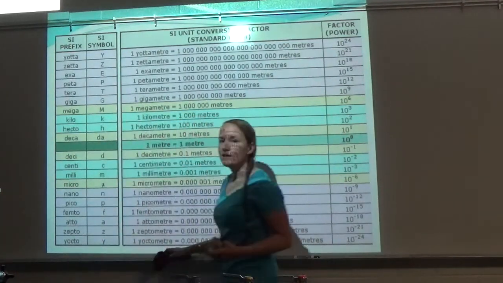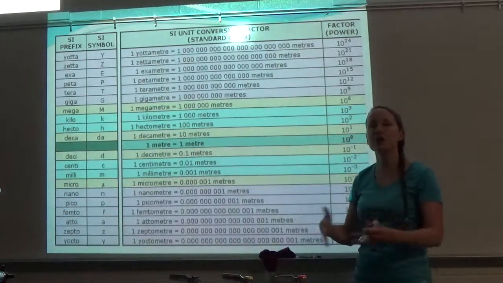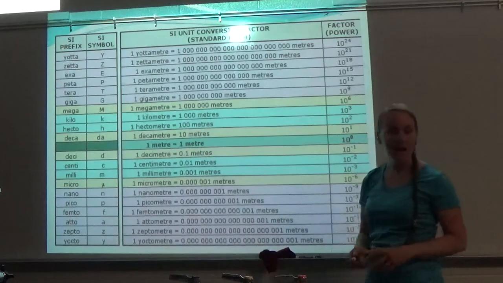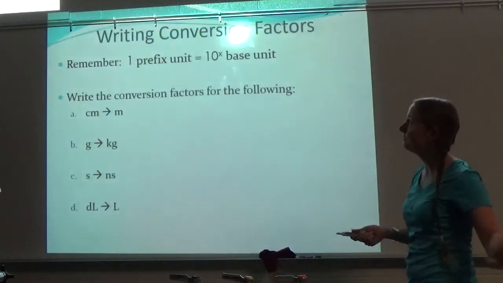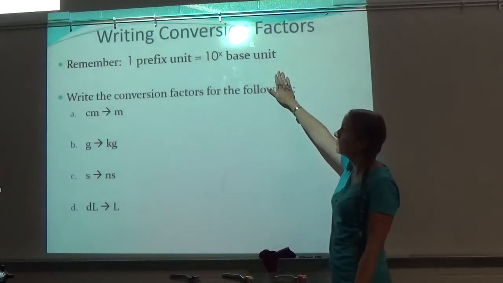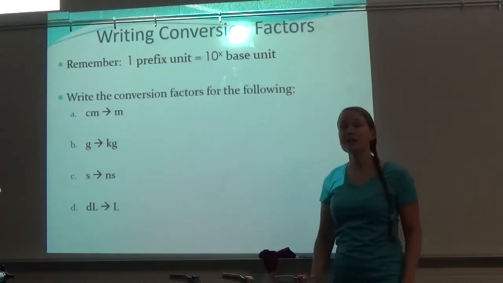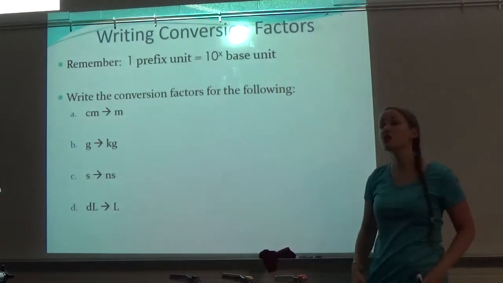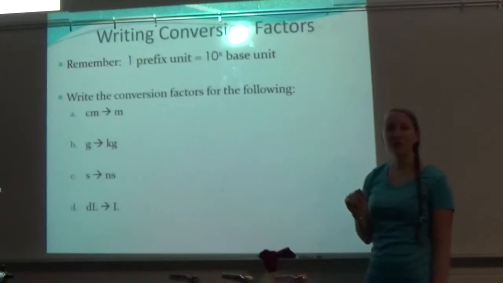You can't just have a centi of something. It's got to be a centimeter, a centiliter, something like that. All right, I'm going to come back to this slide a lot just to show you where I'm getting my numbers. So remember, 1 prefix unit equals 10 to the x base unit. So first we're just going to practice writing the conversion factors. We're not even going to do any math yet. We will, but not yet.